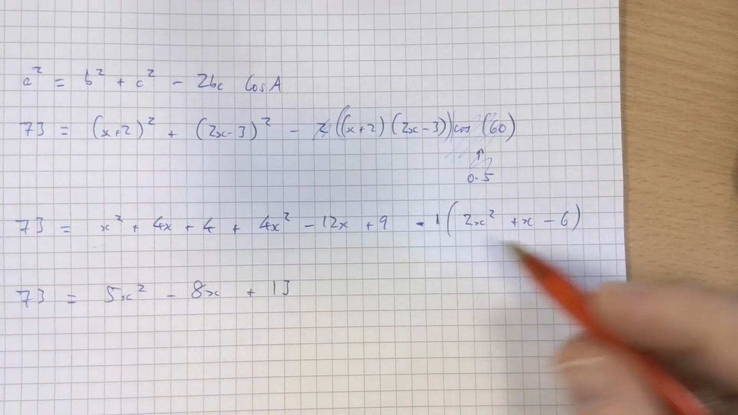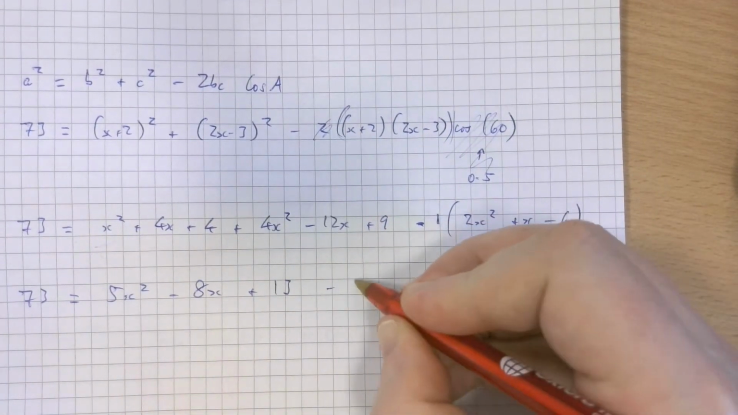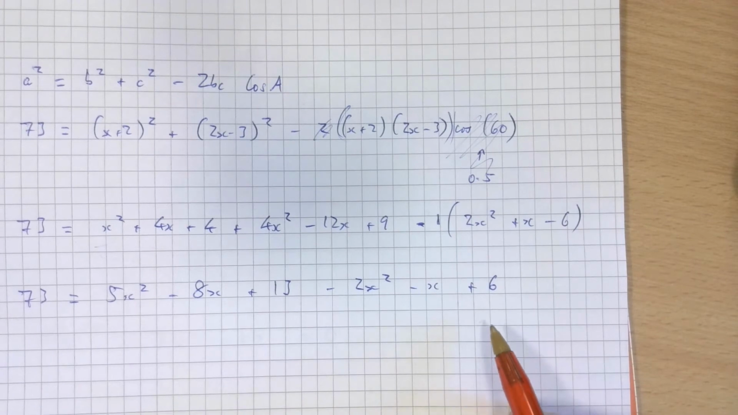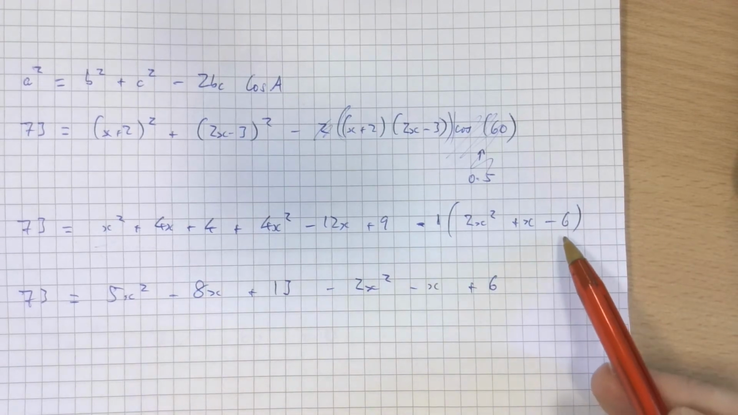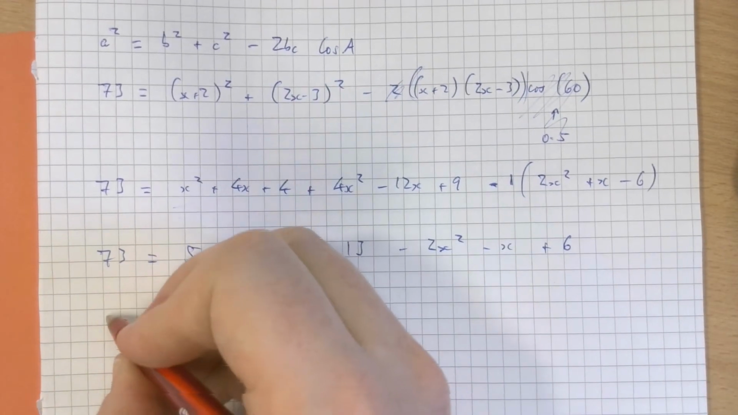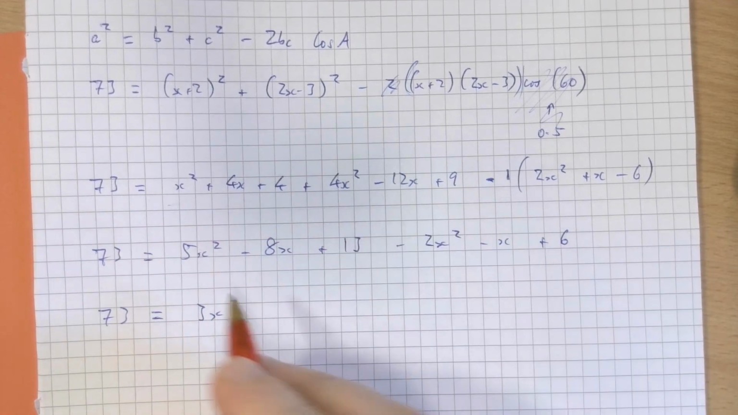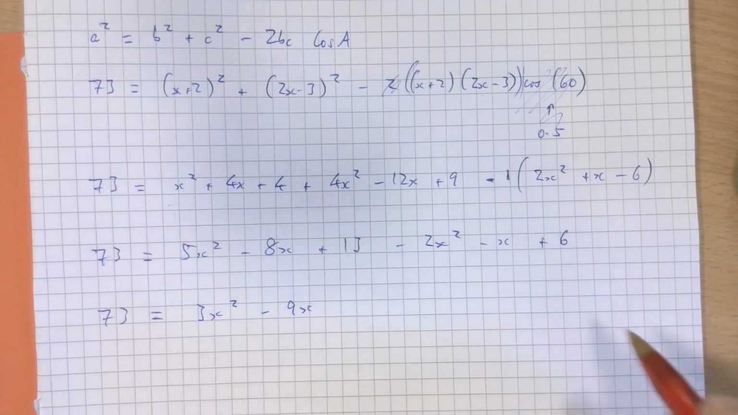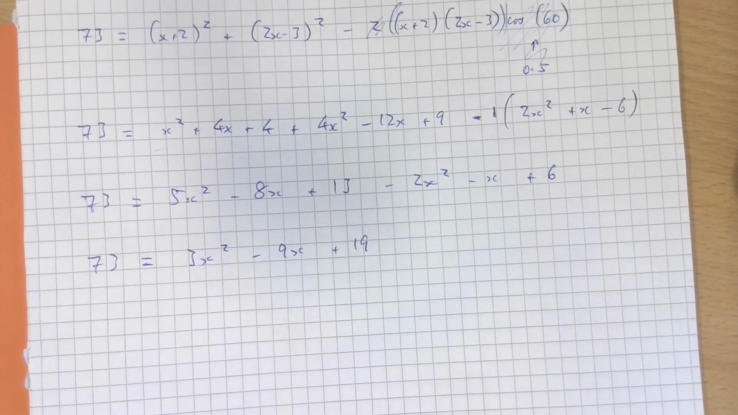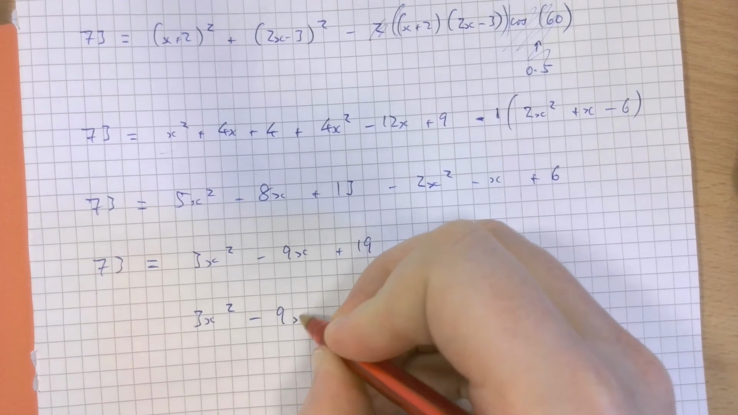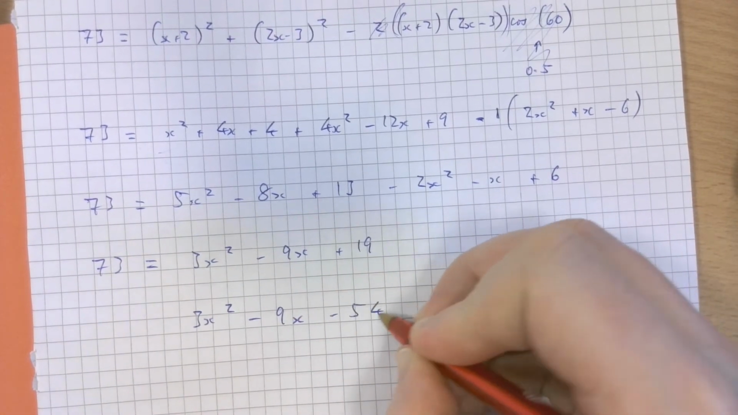Now the minus 1 applied to every term of this expansion makes minus 2x squared minus x plus 6. Minus 1 times minus 6 is plus 6. Let's keep going. That's 3x squared minus 9x plus 19 equals 73. If I take away 73 from both sides, 19 take away 73, I'll get negative 54. So my final quadratic here is 3x squared minus 9x minus 54 equals 0.